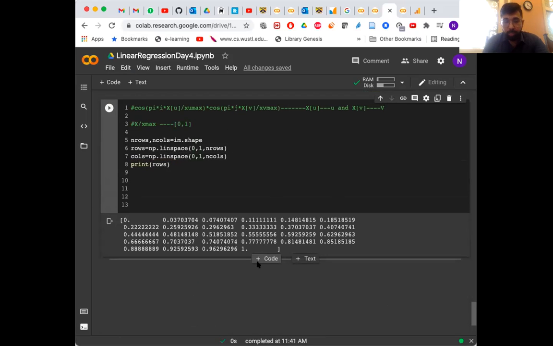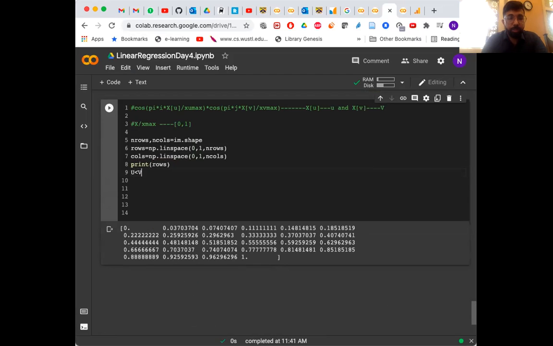So this is just a vector, but an image is 2D, right? It's not a vector. This vector is repeated equal to the number of columns, and the column vector is repeated equal to the number of rows. So to get this, we use something called meshgrid. So u and v is np.meshgrid of rows and columns.